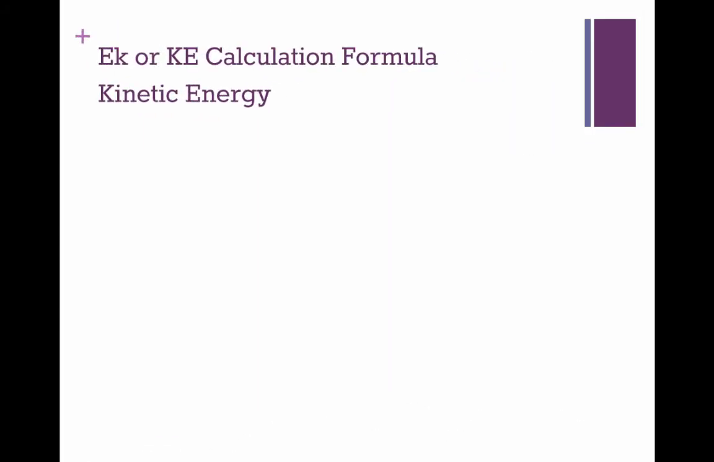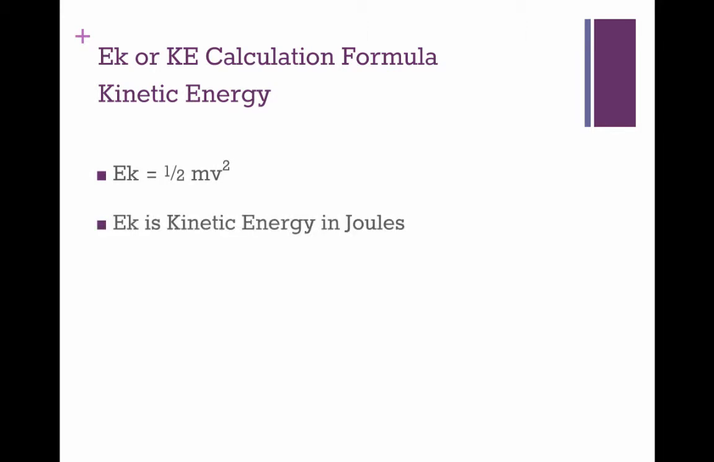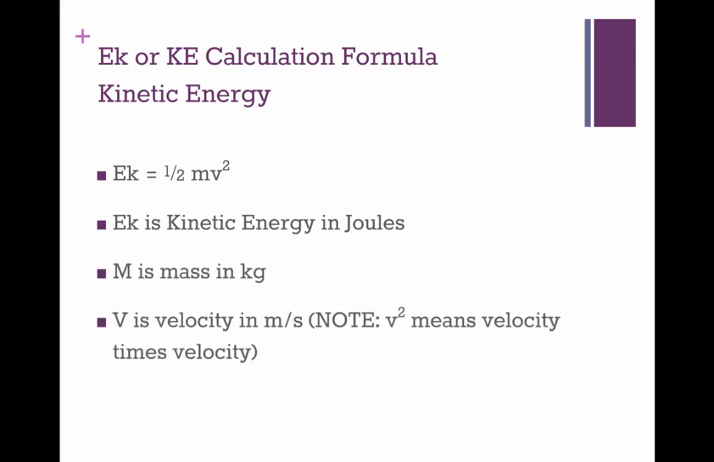Second box on your formula sheet, add a formula for EK. EK is 1/2 mv squared. EK is the kinetic energy, again measured in joules. M is your mass in kilograms, and V is your velocity in meters per second. Note that V squared means velocity times velocity. This is not mass times velocity and that quantity squared. It is simply mass times velocity times velocity.